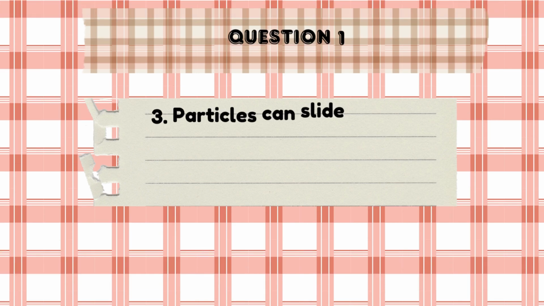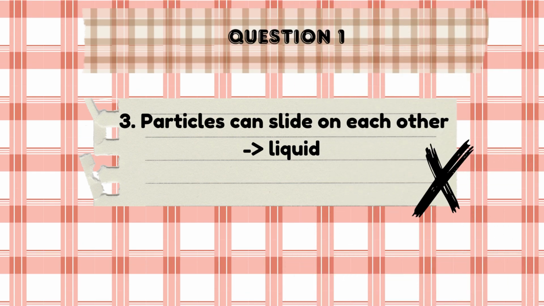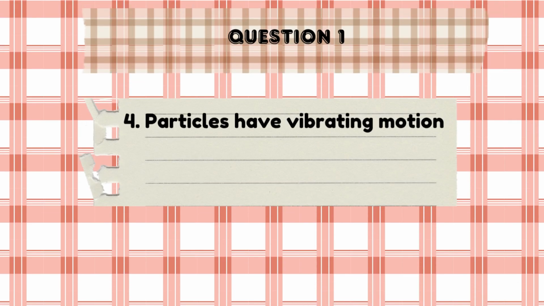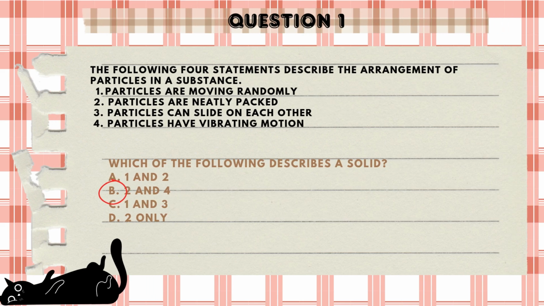Particles slide on each other. Now, this is not talking about solid, it is describing a liquid. So this is a wrong statement. Number 4 says that particles have vibrating motion. Solids vibrate at fixed positions, so this is the correct answer. We see that 2 and 4 are the only correct statements, so choose B. For this type of question, analyze all of the statements given because there can be more than one statement that is correct.